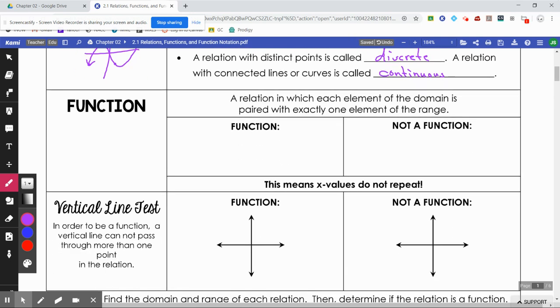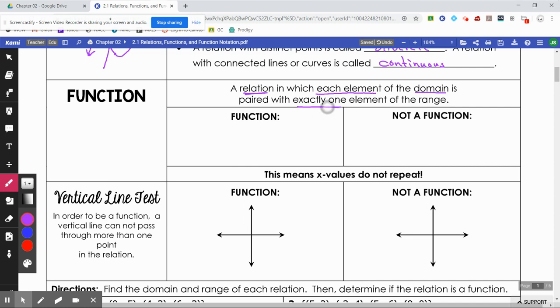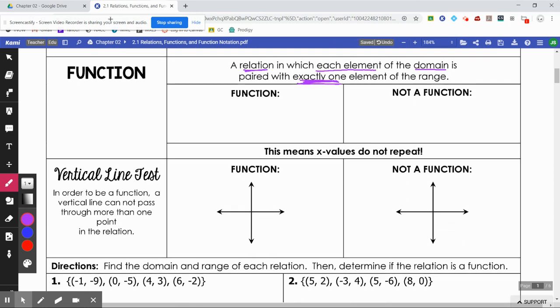Okay, let's talk about what a function is. A function is a type of relation in which each element of the domain, so each x value, is paired with exactly one, and that exactly one is so important, element of the range. So we have a set where each x is paired with only one y. So 2 is paired with 3, 3 is paired with 5. This is just an example. 5 is paired with 9. 6 is also paired with 9.